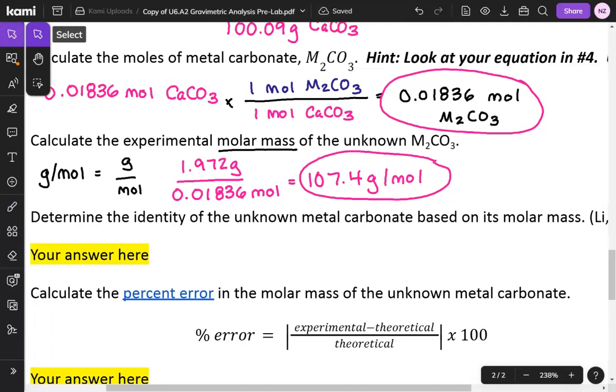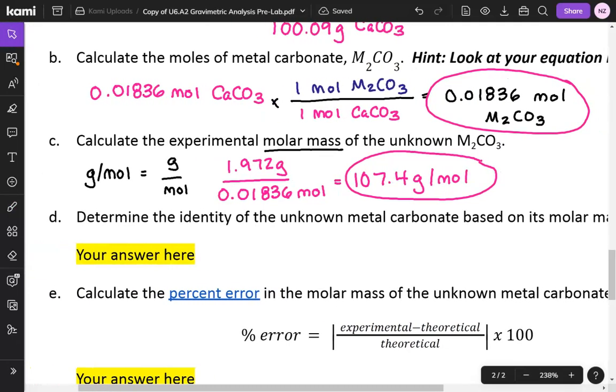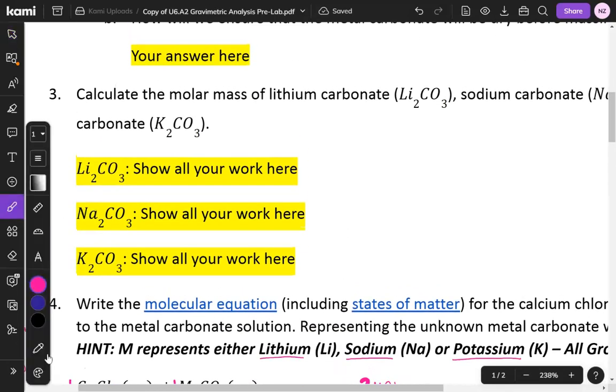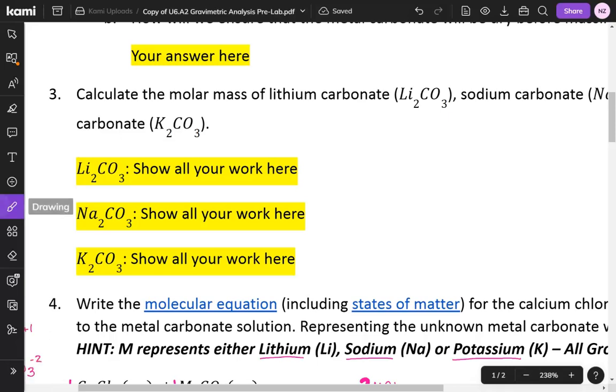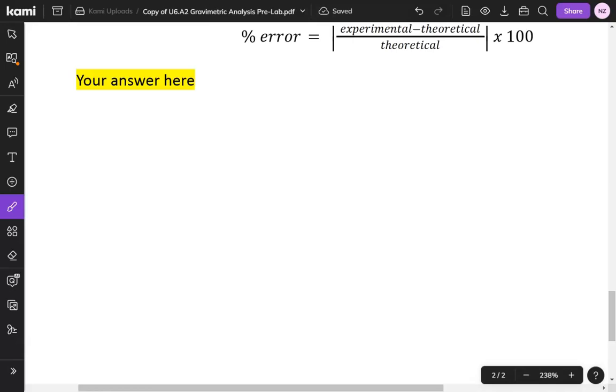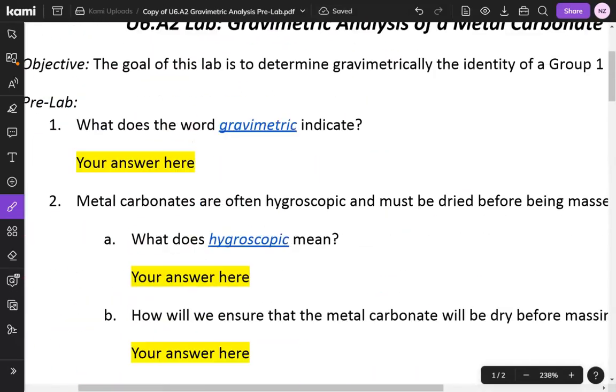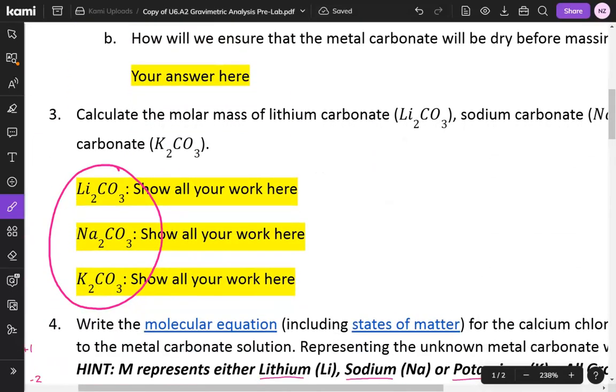Okay, now what do I do with that? Well, the whole purpose of this lab is to identify what our unknown metal is. And there are 3 possibilities. So earlier, you are supposed to calculate the molar masses. You're going to have to do that on your own. So you're going to calculate these 3 molar masses. The number that we just got down here for our molar mass should match up to one of these. It's not going to be the same number, but it's going to be close. So once you have your experimental molar mass, you want to go back to number 3 and find out which one's the closest. This is going to be our theoretical.